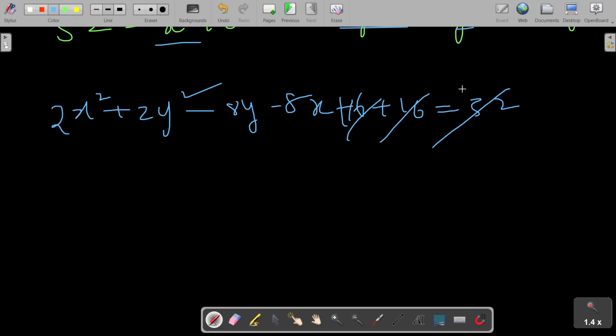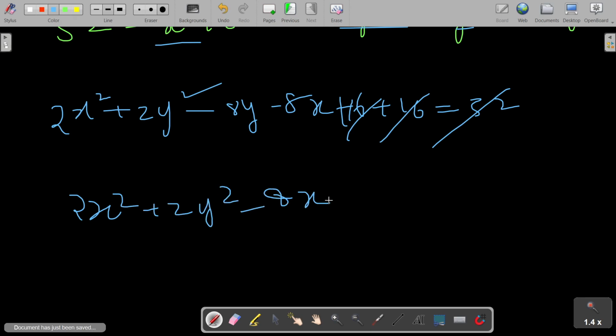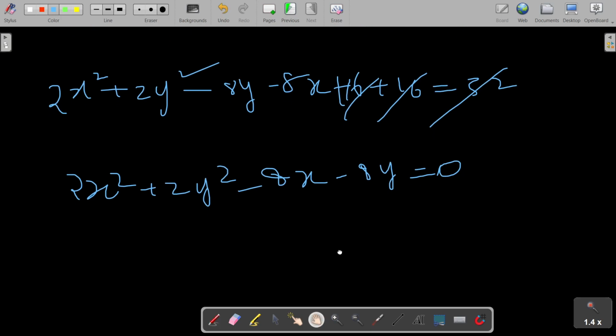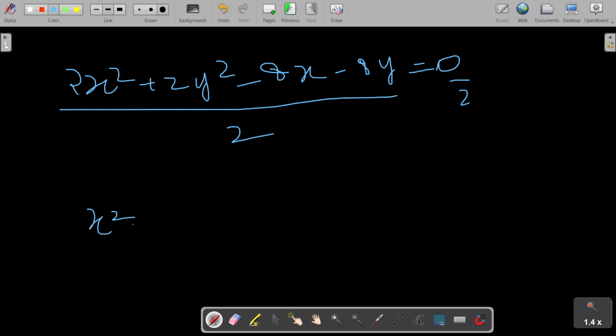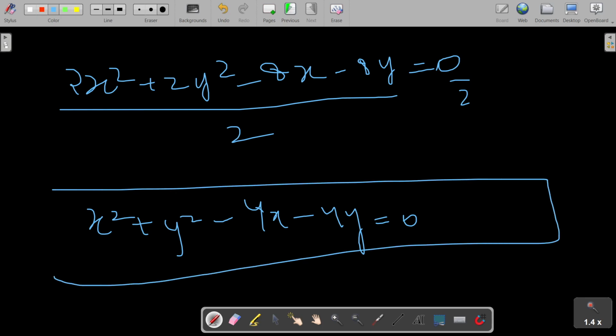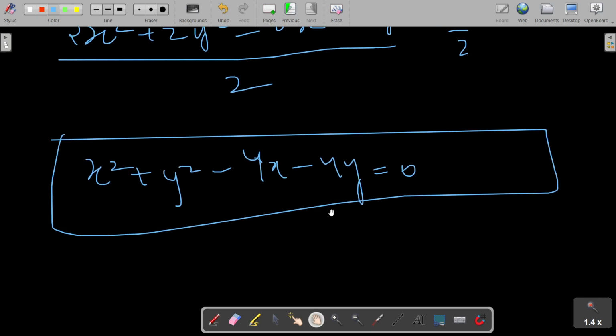And if I subtract both sides by 32, these both get cancelled, and I am left with 2x squared plus 2y squared minus 8x minus 8y is equal to 0. If I divide by 2 on both sides, I get x squared plus y squared minus 4x minus 4y is equal to 0. So basically, this is a circle which is passing through the origin because we do not have a constant here.